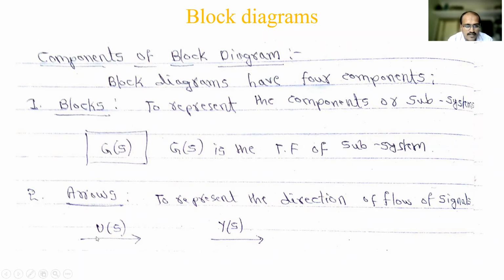So these arrows are indicated. It will have a tail and a head. The head will be indicated by the arrow that indicates the direction. So this is the second component.